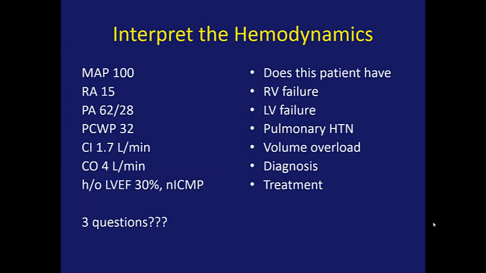So let's look at these hemodynamics again. This patient's coming in with a mean pressure of 100. RA pressure is 15. PA is 62/28. Wedge is 32. Cardiac index is 1.7. Output is 4. EF is 30%. It's a non-ischemic cardiomyopathy. So let's just say you see this patient and you don't have any information.